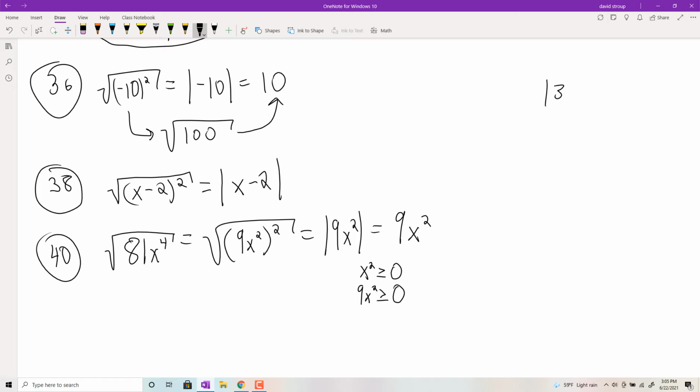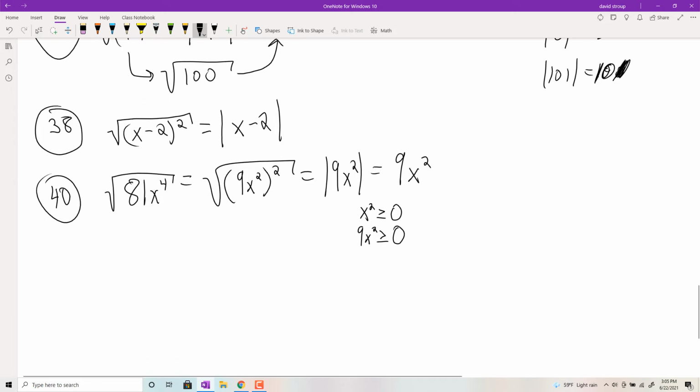It's kind of like, what's the absolute value of 3? You know, it's 3. What's the absolute value of 101? It's 101. You don't need the absolute values if what you're putting in the absolute values is positive. Okay, so we can just write 9x squared.